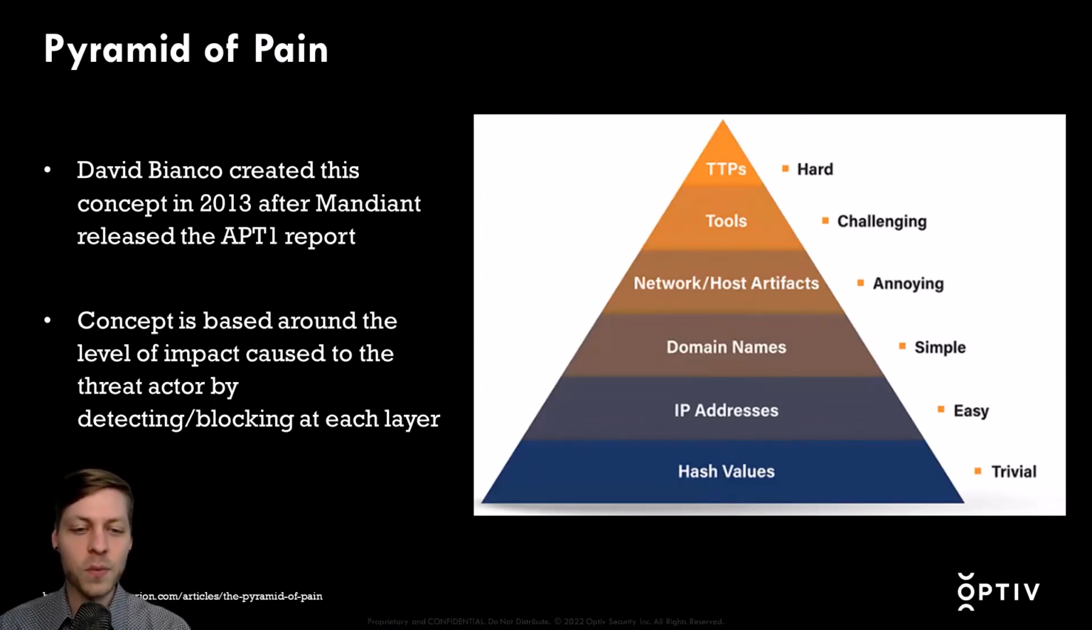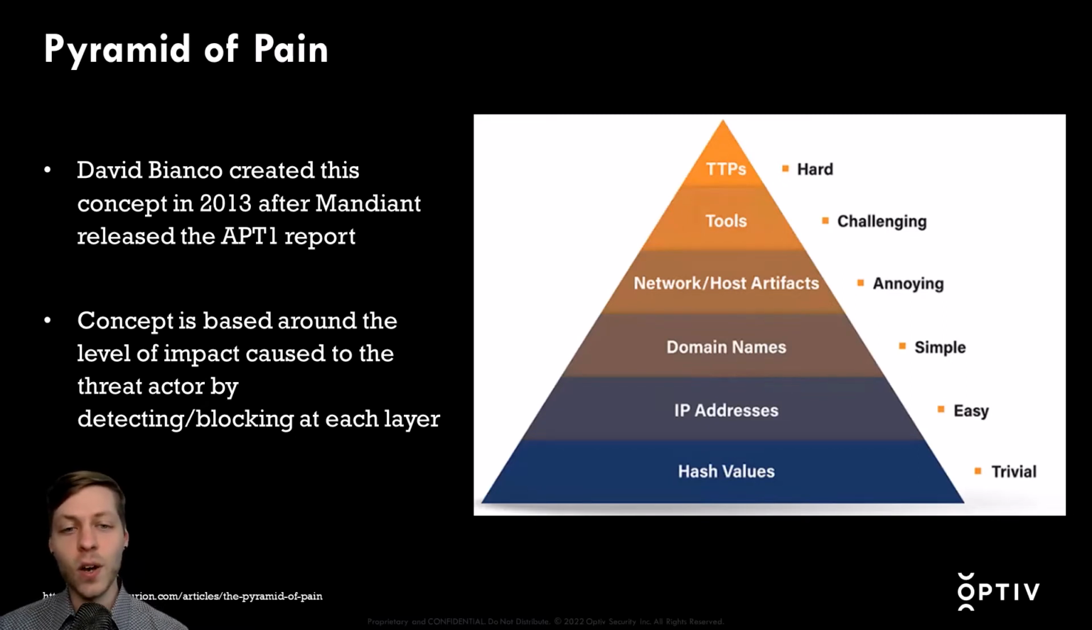So at the bottom of the pyramid, we've got hash values, the easiest thing to change. One character adjustment in your payload, recompile it, you have a new hash value. Congratulations, you've avoided detection. Next up, we have IP addresses. Again, very simple to change. Swap VPN, you now have a new IP and have avoided detection. Domain names, a little bit more difficult, but still in that realm of easy enough for a threat actor to adjust minor changes to their infrastructure and they're back on it.